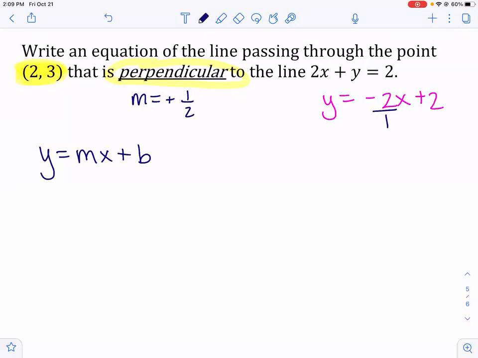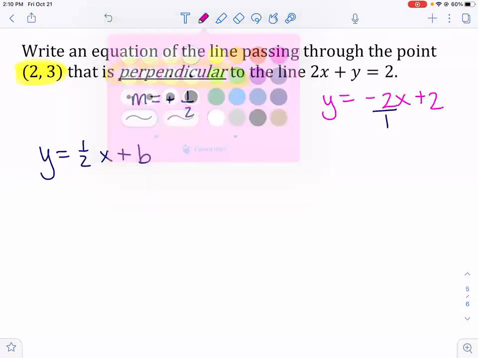So y equals mx plus b. We change the m to a 1/2. Why? Because that is our opposite, that's the slope that we want. So I change my m to be the slope that I want. Just make sure you understand, okay? You cannot say the answer yet.